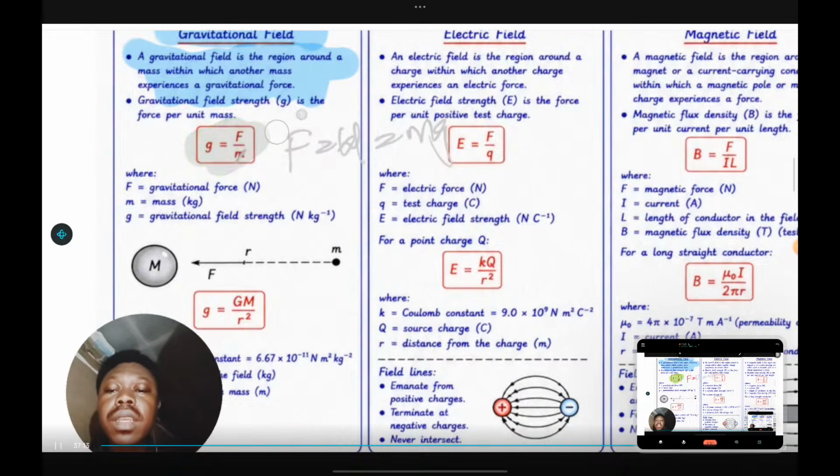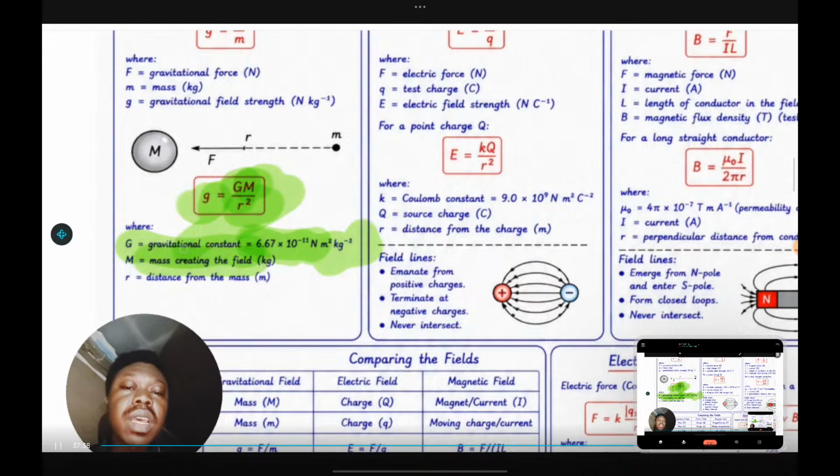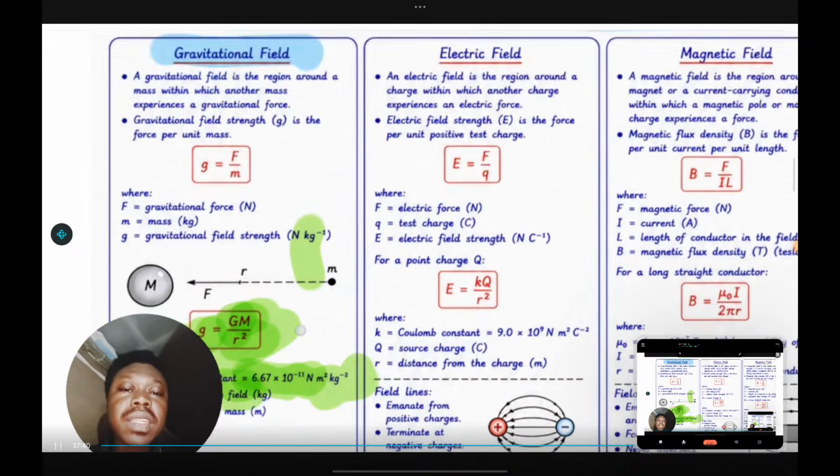Then we now have what we call the gravitational constant, and this is the value 6.67 times 10 raised to the power minus 11 Newton meter squared per kilogram squared. Now you have your mass, you have your distance from the mass, you square it, you have your constant, and you have your small g. This is a formula that can help you out in solving problems under this.